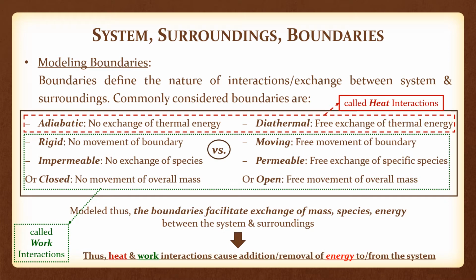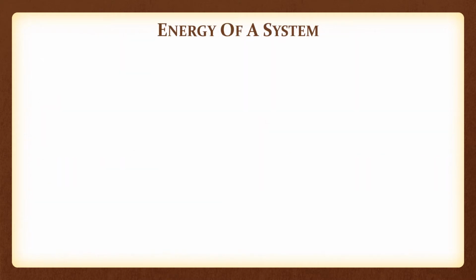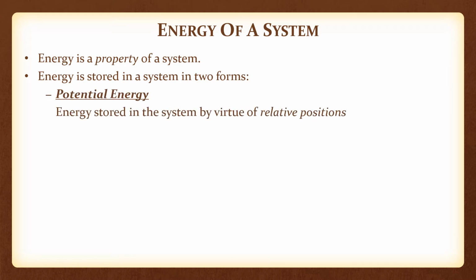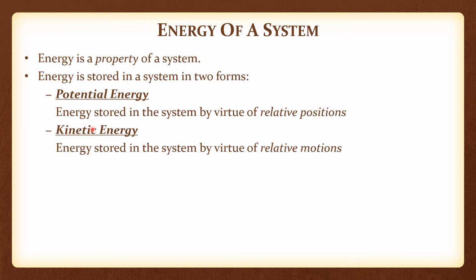So we have set one piece of the puzzle for the bigger analysis. So what is the energy of a system? From our perspective, energy is a property of a system. Energy is stored in the system, and it is stored in two forms: potential energy, which is energy stored in the system by virtue of relative positions, and why relative we will see in a moment. Kinetic energy, which is energy stored in the system by virtue of relative motions, again why relative we will see in a moment.